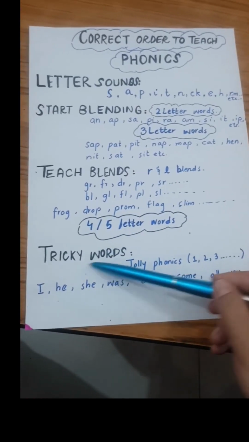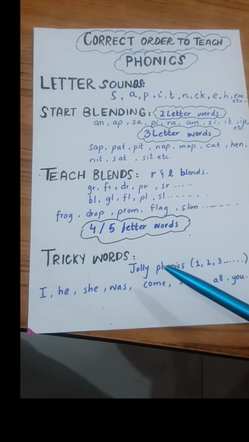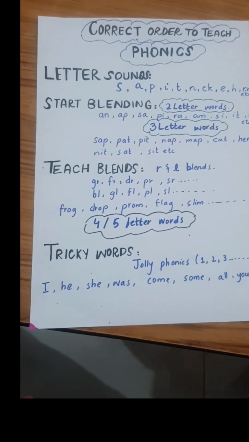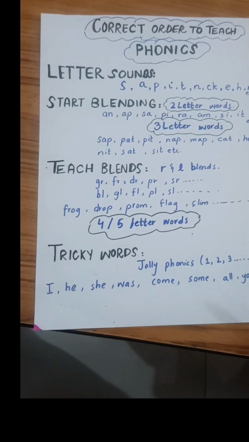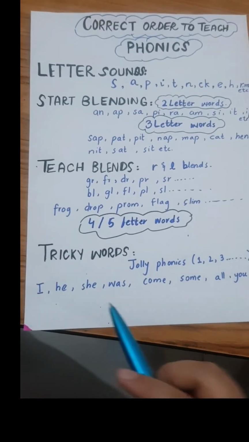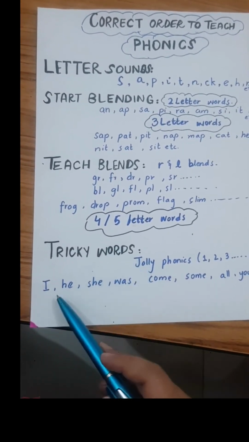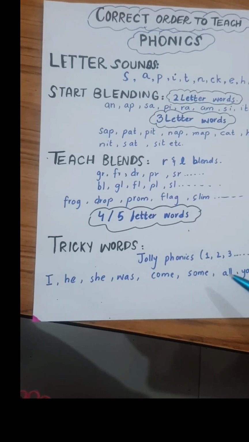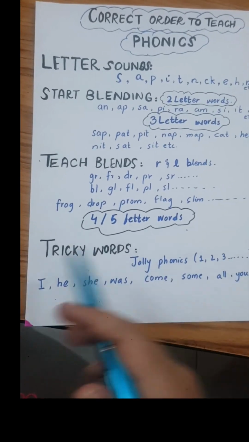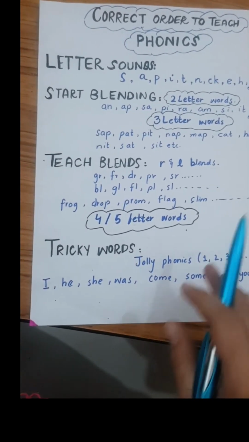The next step is the tricky words. These are the tricky words, which means you teach your child from Jolly Phonics, 1 2 3, A to Z. And these are the tricky words which include I, he, she, was, come, some, all, you. These are the words included in the tricky words.